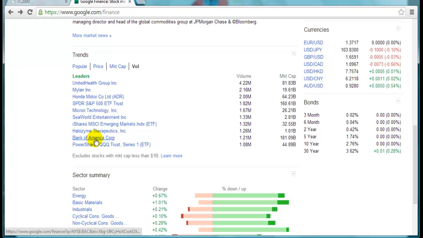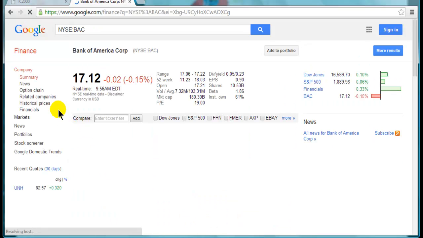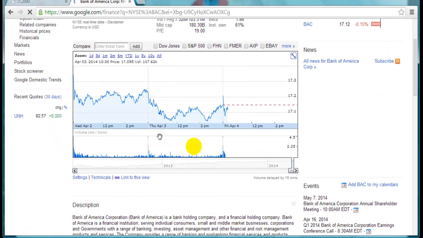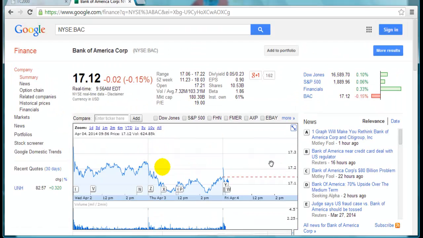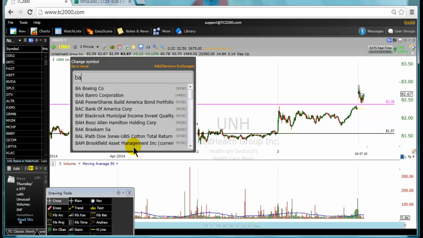Okay, so Bank of America is also here, 1.1 million shares. I like Bank of America, so I'll click on it on Google. And we can see it here. Here it is, Bank of America. But I don't want to stay here. I can go and check the financials. Here it is, the financials. Then you can check the balance sheet here to do a bit of fundamental analysis. But I'll go to TC2000 and look for Bank of America to see what is happening there.